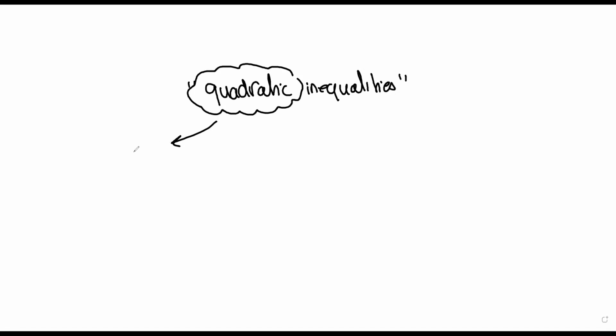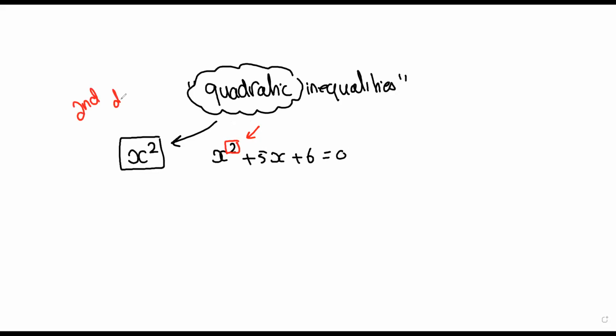Quadratic simply means an equation or an inequality with the maximum power of 2, x squared. Quadratic equations such as x power 2 plus 5x plus 6 is equal to 0. This is a quadratic equation. Why do we call it that? Because as you can see, the highest power of this equation is 2. We call it as well an equation from the second degree.